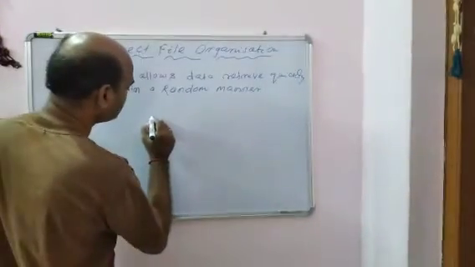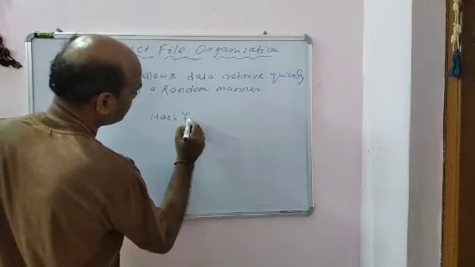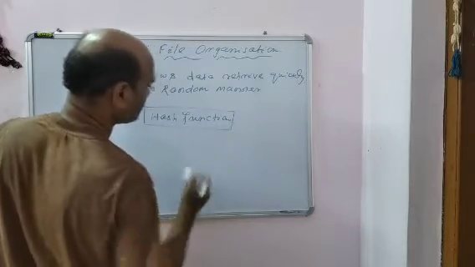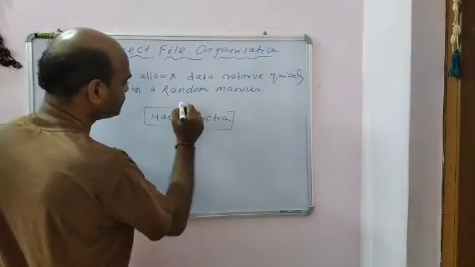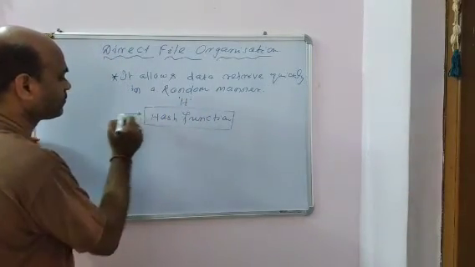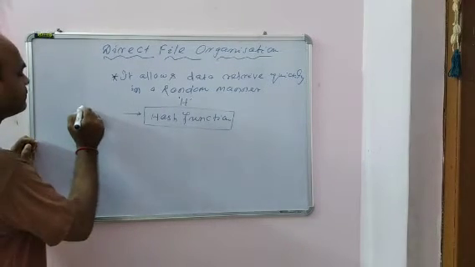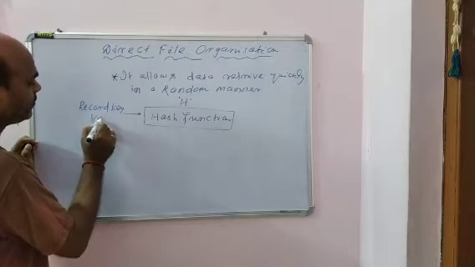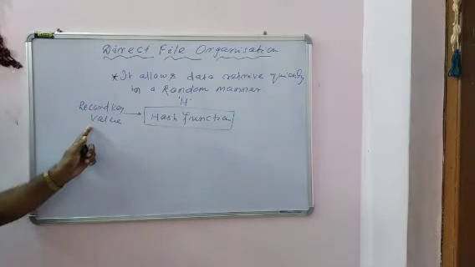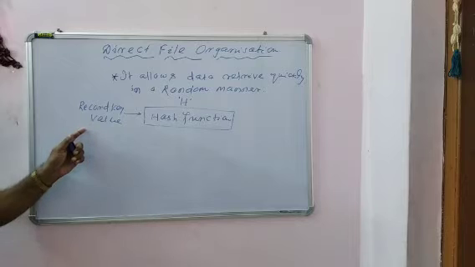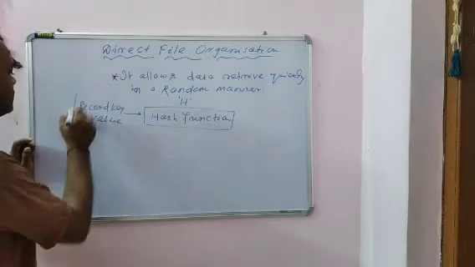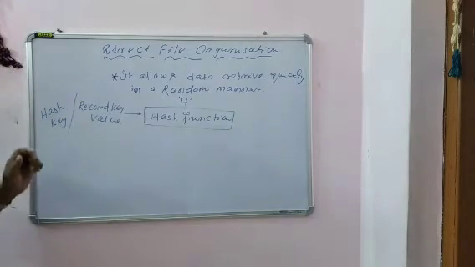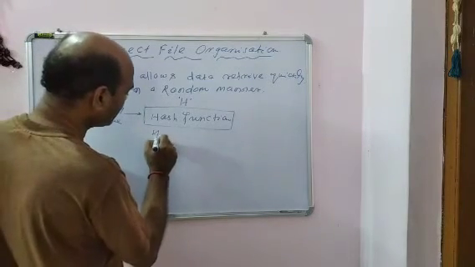Suppose this is the hash function. We can call it H. It requires a record key value. This key value is the hash key or hash column. This record key value is the hash key or hash column.